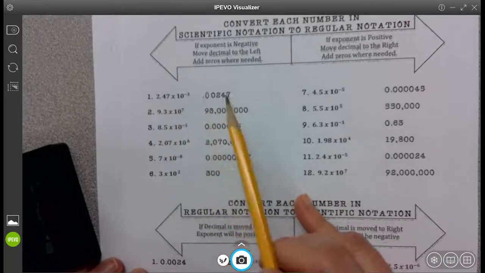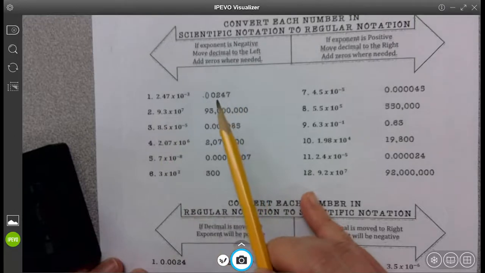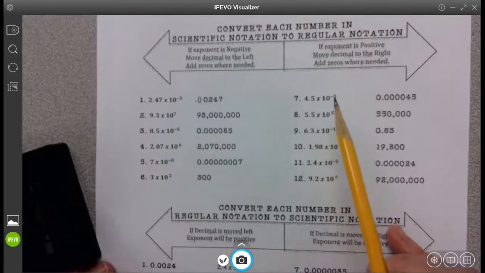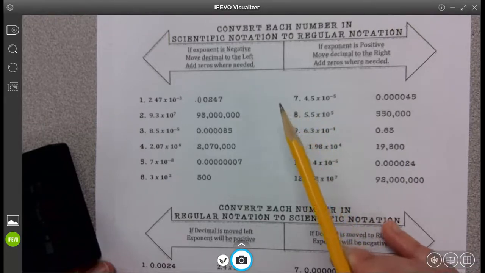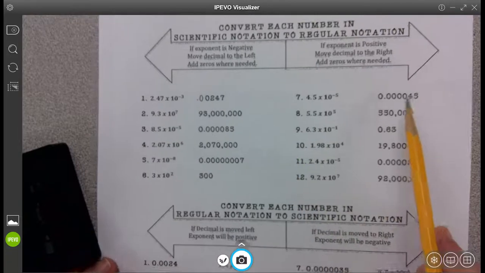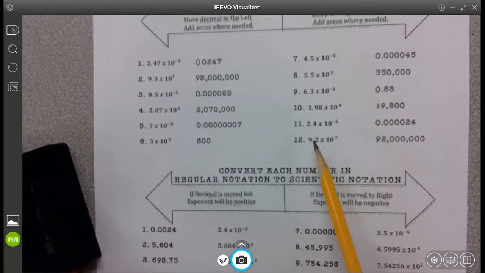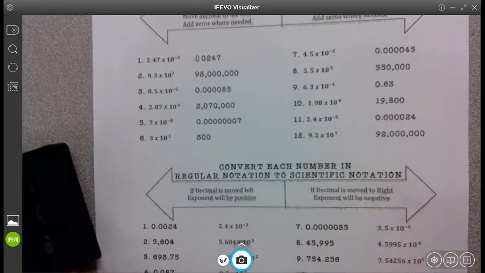So 2.47, because it's negative, I had to make it bigger. Move it to the left 3 times. So yeah, our decimal was here. So we go 1, 2, 3. Our number is 4.5, but since it's negative, it's actually a smaller number. So you move it 1, 2, 3, 4, 5, giving you this number. If your number was positive, it goes from 9.2, 1, 2, 3, 4, 5, 6, 7. Oh boy, sorry about the bell.